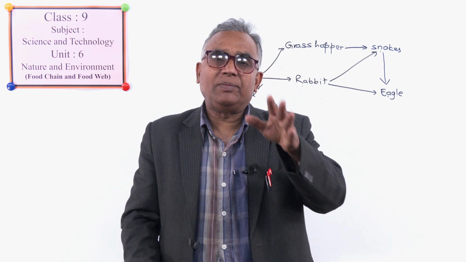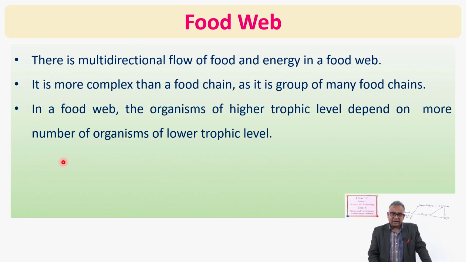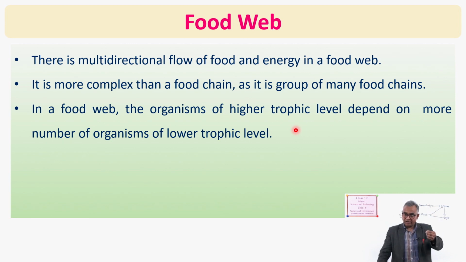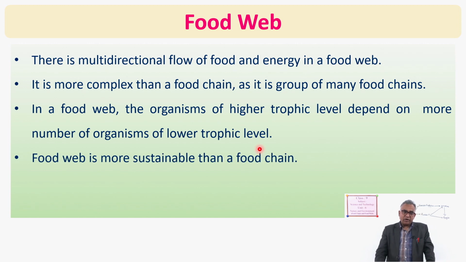About these things you will be taught in higher classes. Okay, so don't be confused here. So it means that in a food web, the organisms of higher trophic level means that fifth, fourth, yes, like that, depend on more number of organisms of lower trophic level. So that is usually, not always. There are exceptional cases also. Okay. Now next, food web is more sustainable than a food chain.